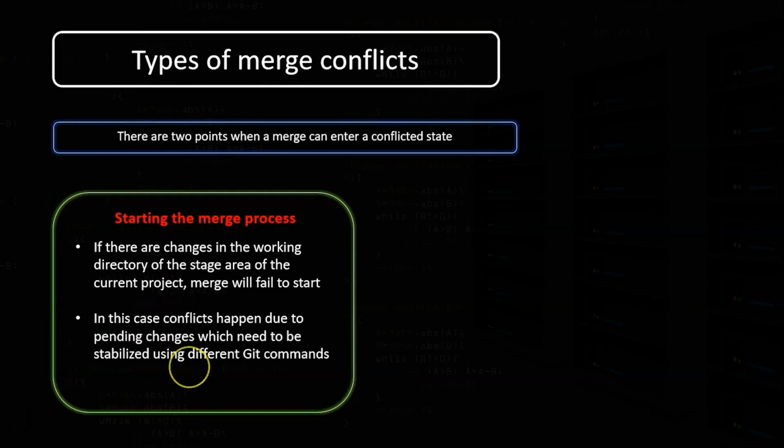So in this case conflicts happen due to pending changes. Now for instance, you have made some modifications. You were planning to do the commit, but before that you felt that you want to do some kind of merge. Now since there are some pending changes available in your working area, your merge will definitely fail there itself. So before even starting, before even initializing the merge, as a pre-check, your merge activity will fail there itself.